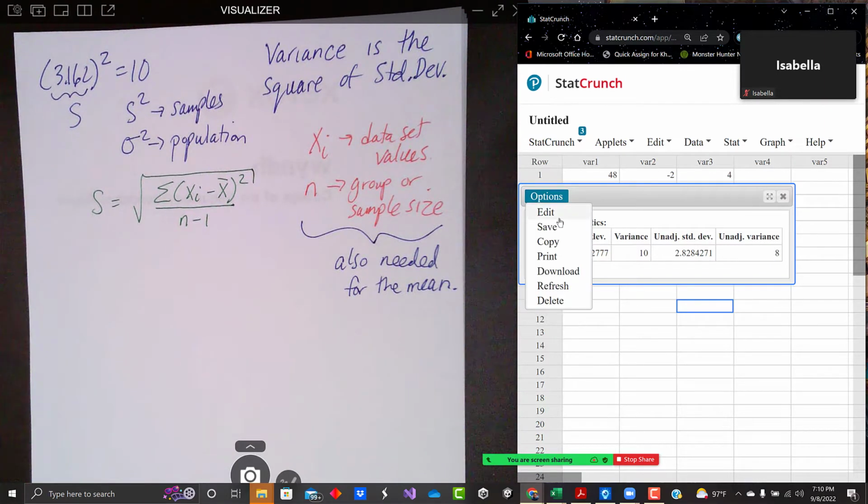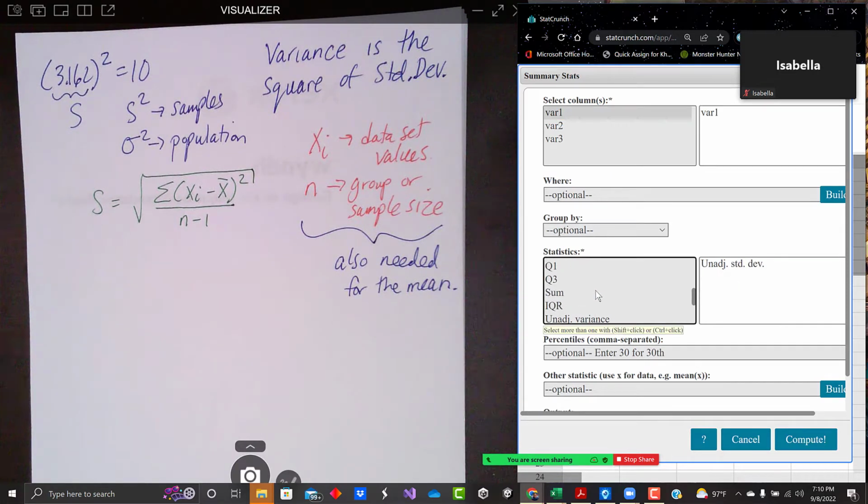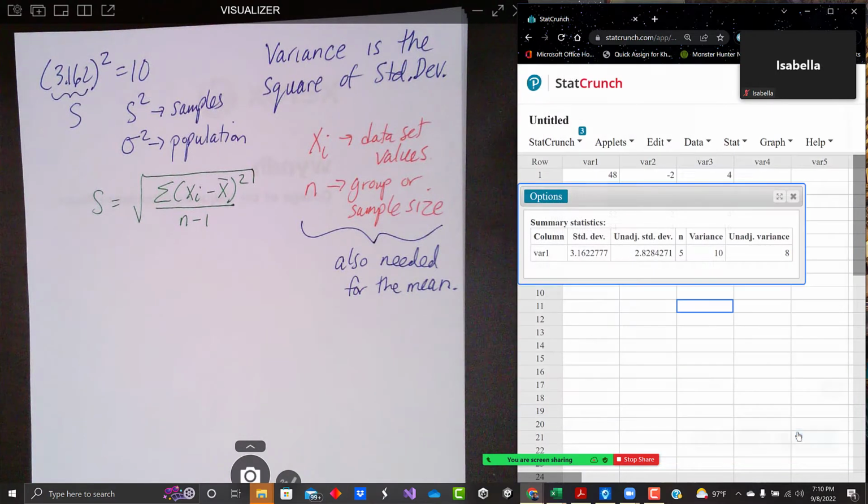So I'm going to edit this to just show the standard deviation. No, let's put them back. I want the standard deviations together, and then I want the variances together. Maybe I'll separate that by n. I'll put something small in there. Variance and unadjusted variance.